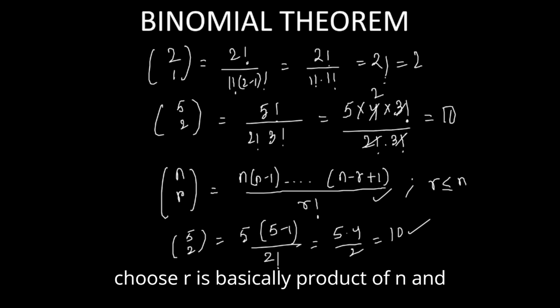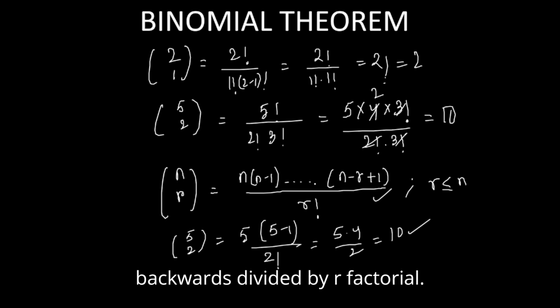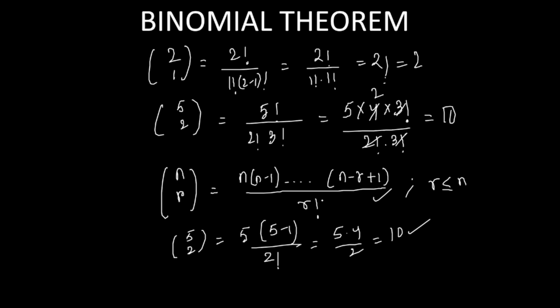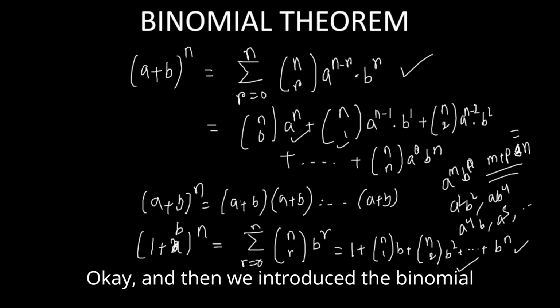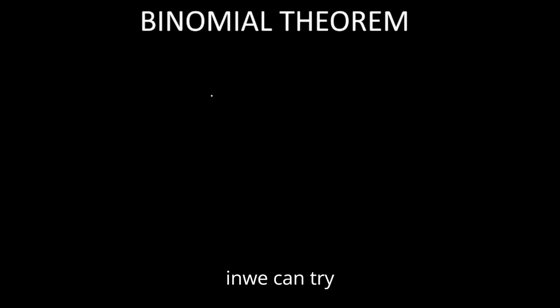So n choose r is basically the product of n, and you go back r times. So it is the product of r consecutive integers starting from n backwards, divided by r factorial. Okay, and then we introduce the binomial theorem, which is this. Now with this in hand, we can try and do some sums.